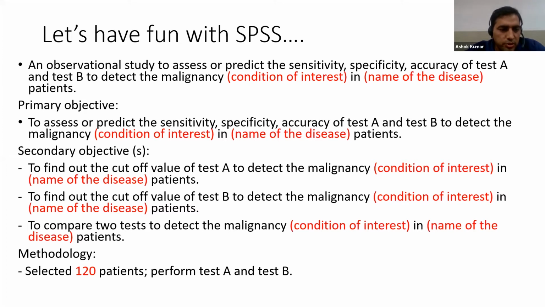Okay, among these patients. The secondary objective is to find out the cutoff value. So with the help of the ROC curve, we get cutoff values of test A to detect the malignancy in these patients, and to find out the cutoff value of test B to detect the malignancy in these patients, and to compare the two results: which test predicts better than the second test. And selected, I think, 160 patients. That is a hypothetical figure. 160 patients performed test A and test B, and the patients were tested for malignancy.